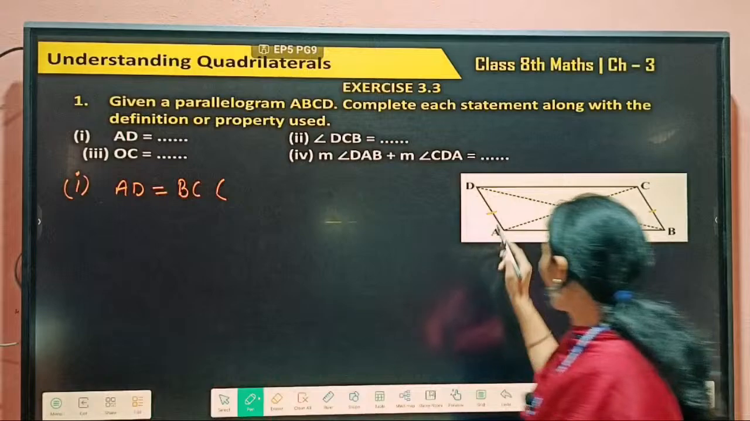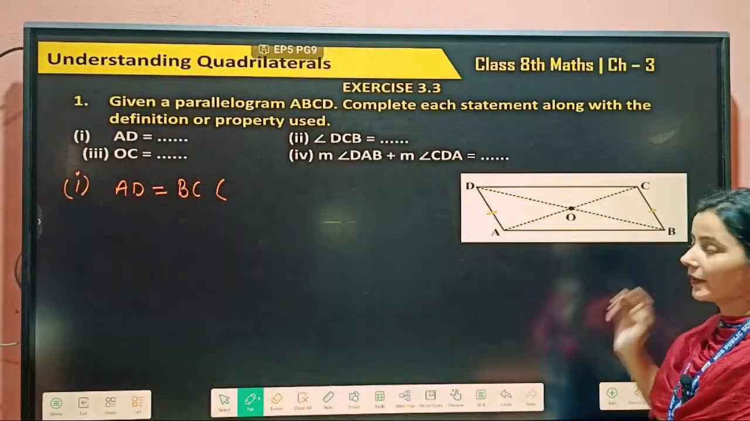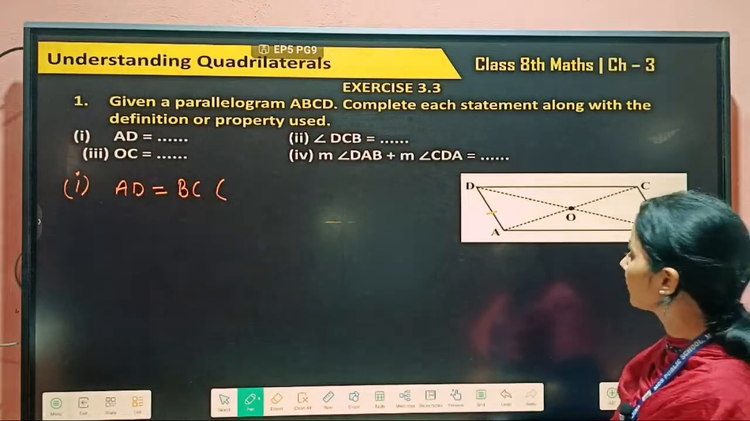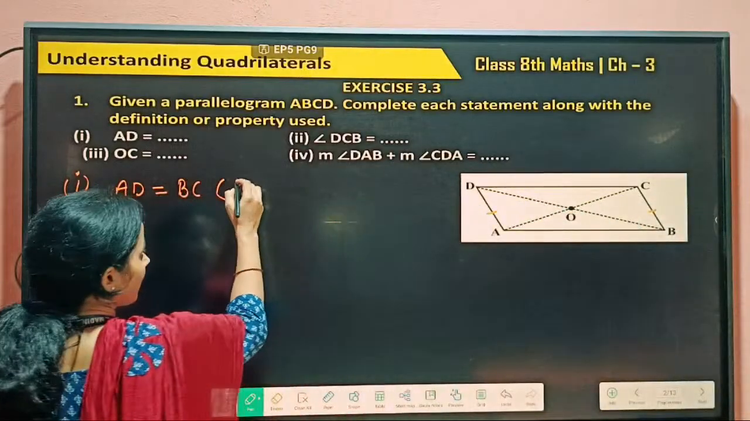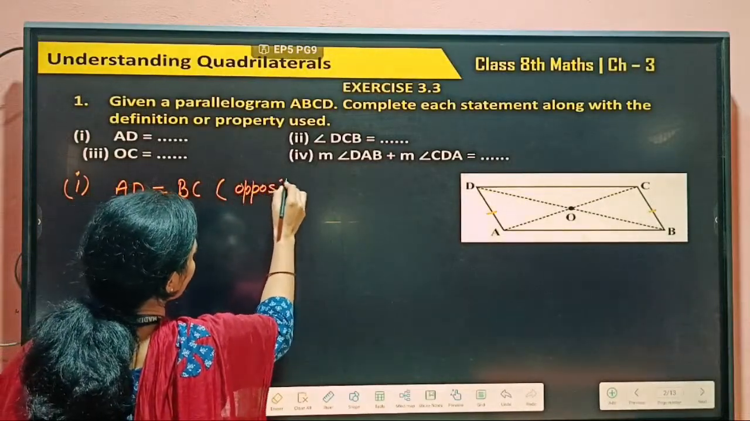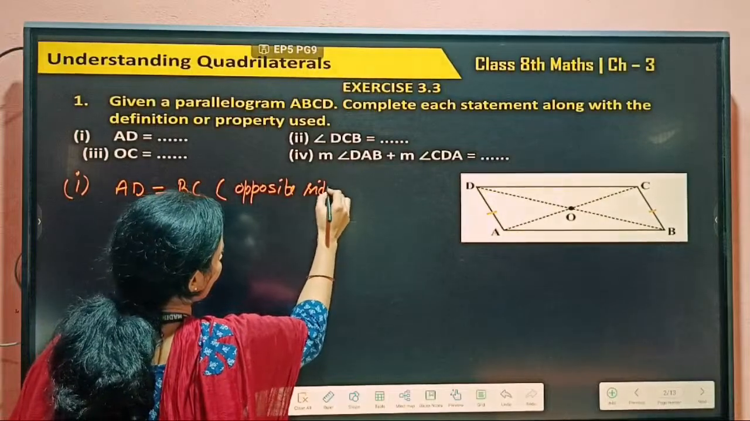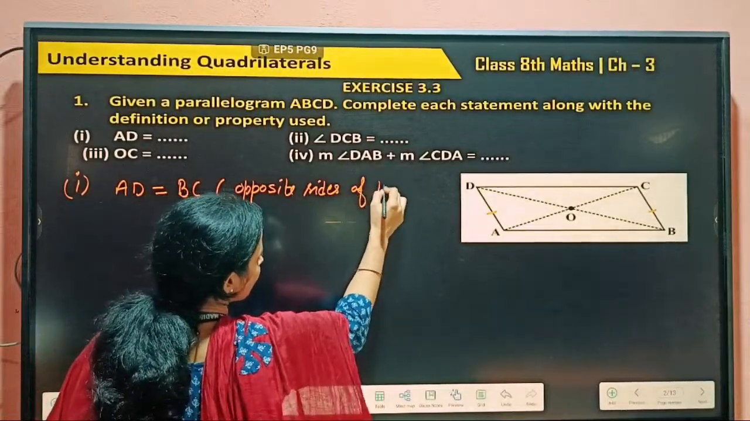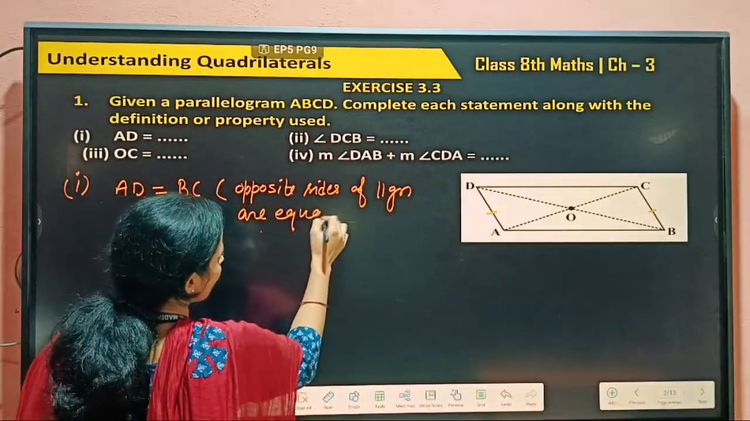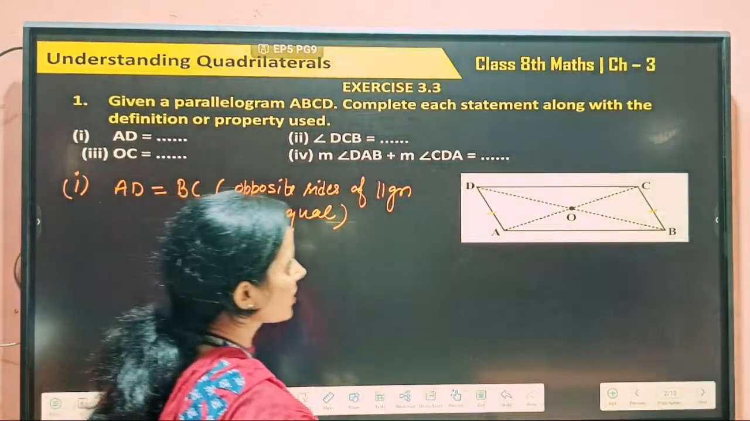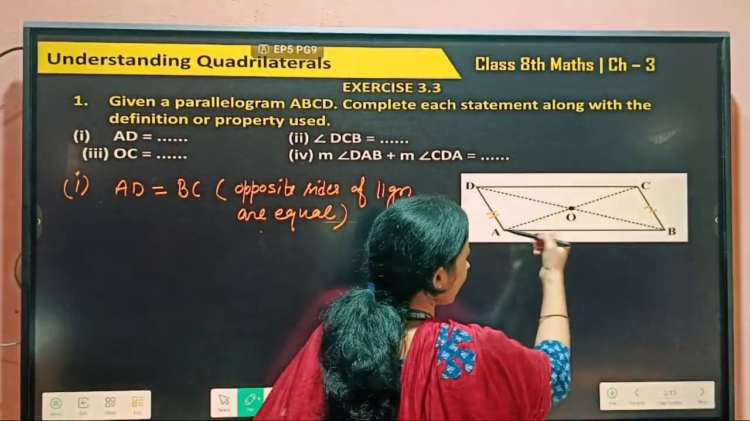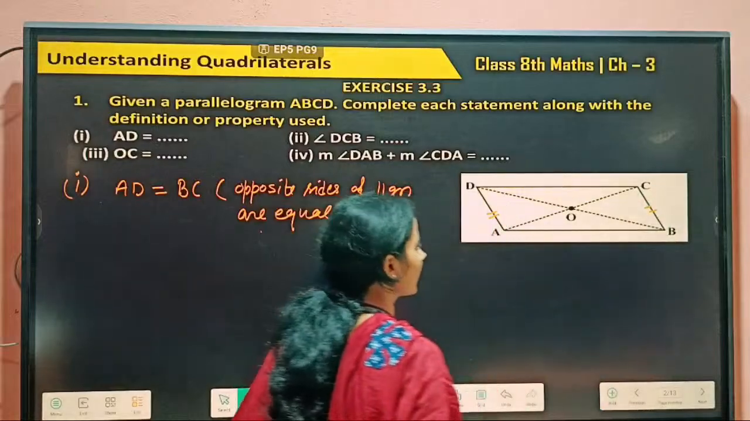In a parallelogram, opposite sides are equal and parallel. The reason we will write is: opposite sides of a parallelogram are equal. Opposite sides are parallel and equal. This AD side will be equal to this BC side.